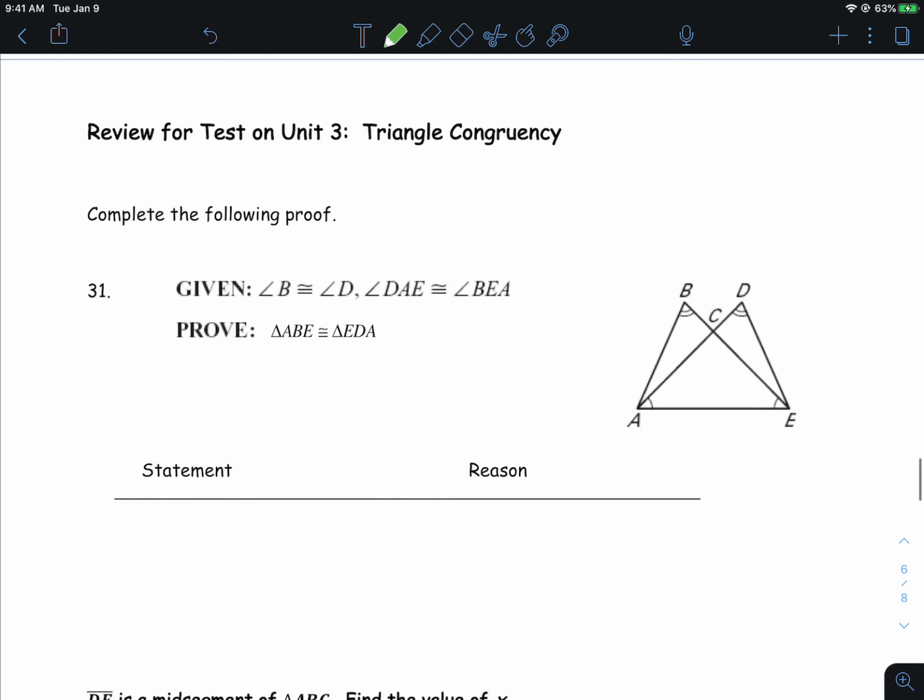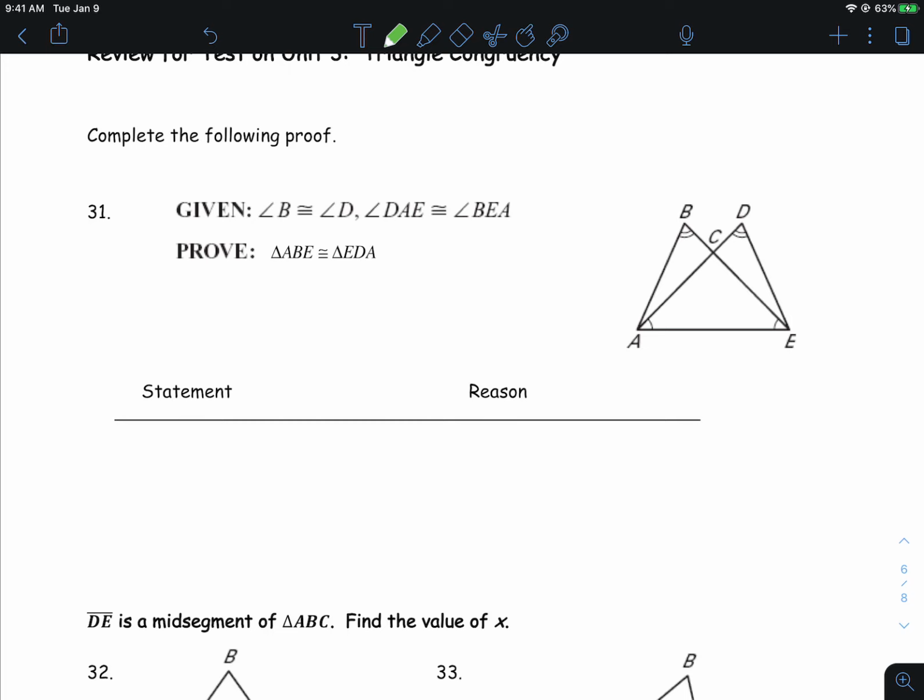Alright, so we got one more here. This one's totally blank here. So we got two triangles. We're trying to prove that triangle ABE is congruent to triangle, going the wrong direction, EDA. So this one, since the triangles overlap, it's kind of good to highlight them like that right there in different colors so you can see which ones you're talking about there.